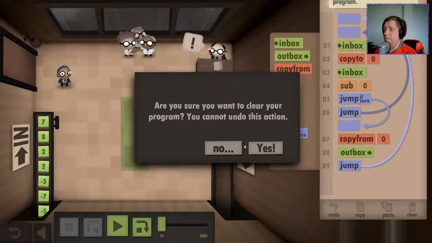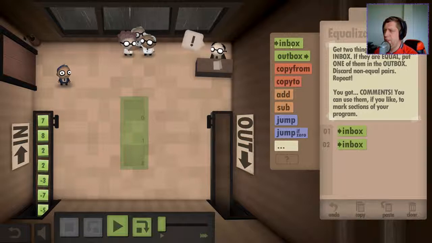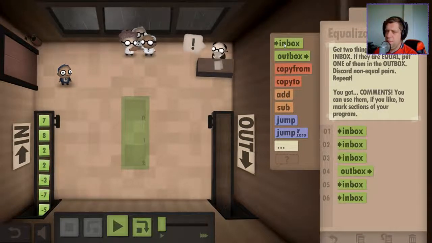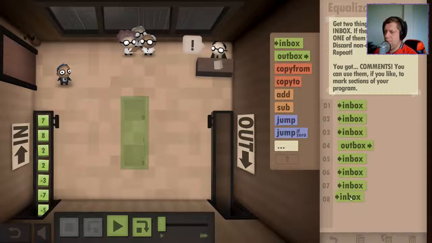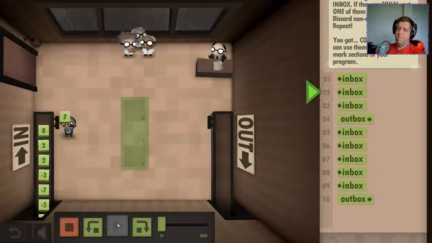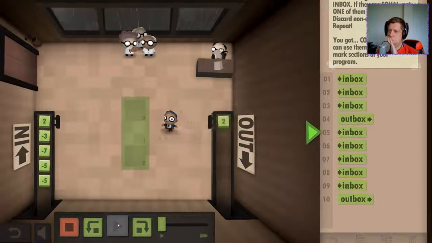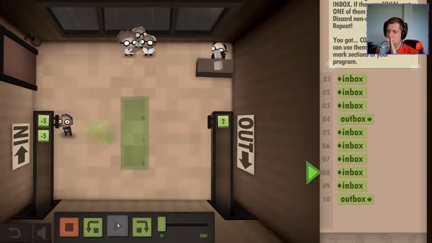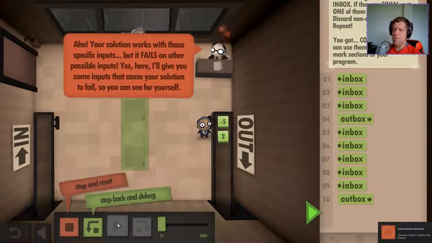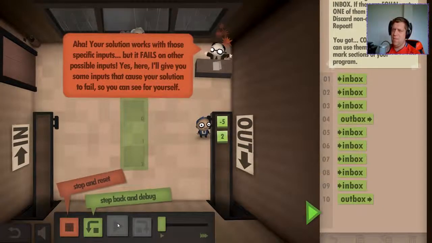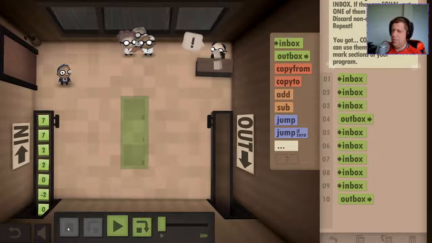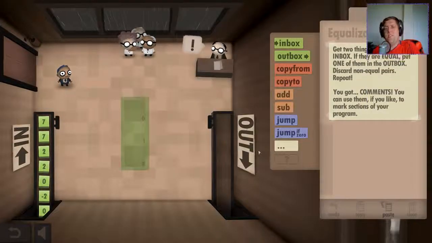I mean, I could do something that I would really frown upon normally, but we could do this to outbox, this. 1, 2, 3, 4, 5. Because there's 10 items. Oh no, it's 8 items on the belt. That seems a bit... Glorious failure. Solution not robust. But it fails on other possible inputs. Yes, here. I'll give you some inputs that cause your solution to fail, so you can see for yourself. Well, we got a hidden achievement anyway, or some sort of achievement. But like I said, that really is not the best thing to do.